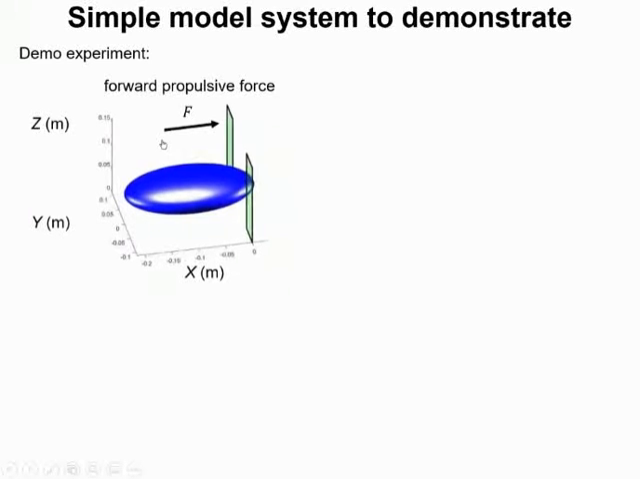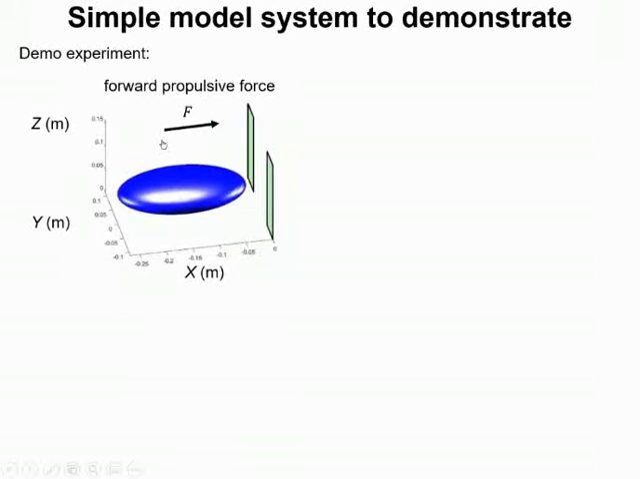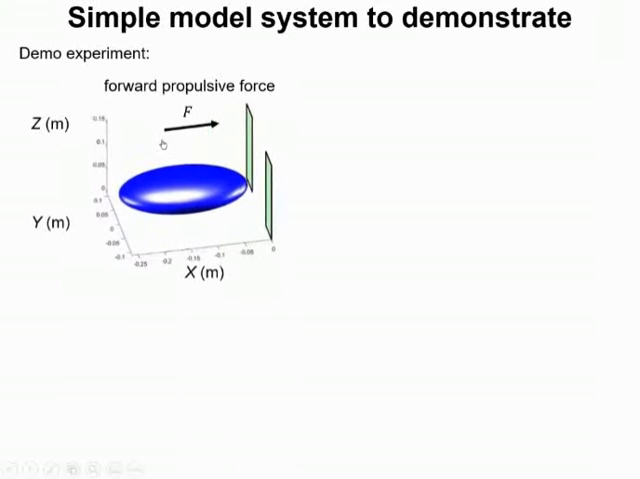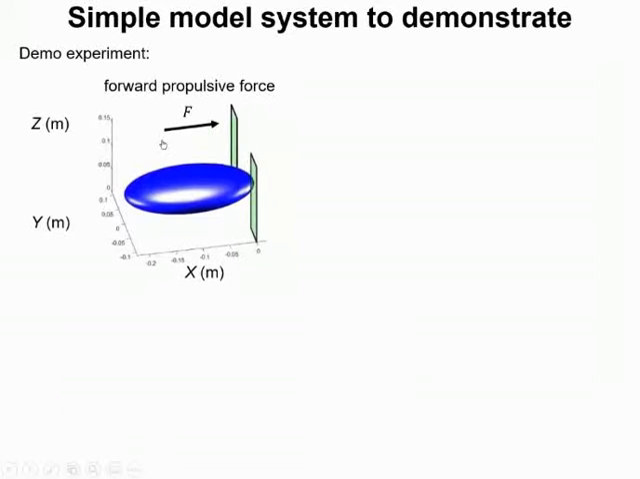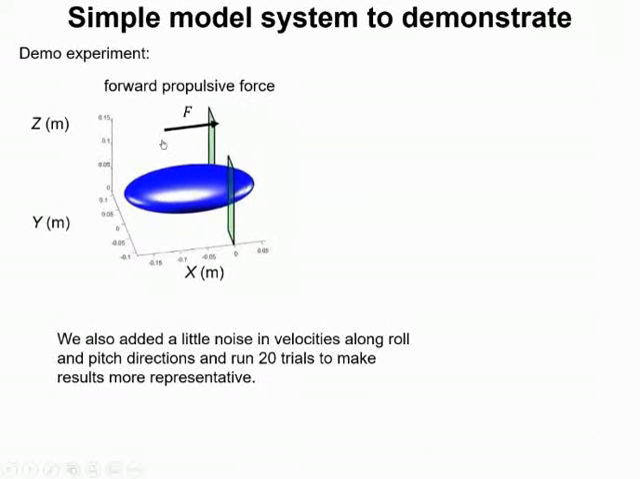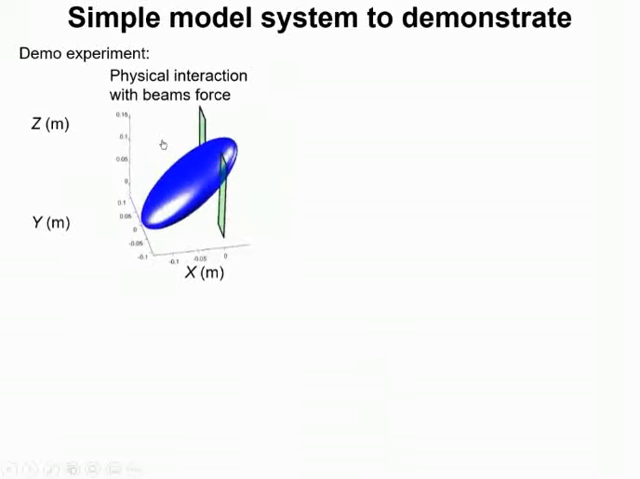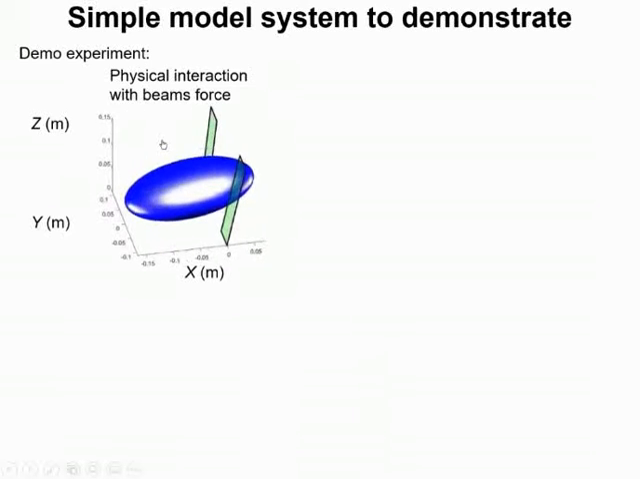We don't know what animals really do during traversal, but we made a demo experiment to demonstrate the possible procedure, and we can apply this procedure to robots. Here is the demo experiment we made. The body is driven forward by a propulsive force, and we also added some Gaussian noise in angular velocities along roll and pitch directions to model the noise in the environment. And we ran 20 trials to show the representativeness of our results.